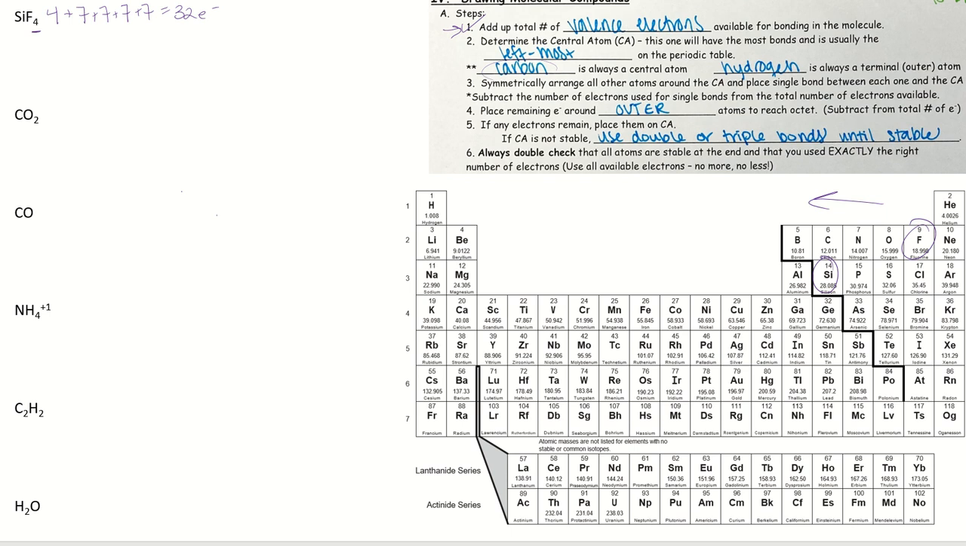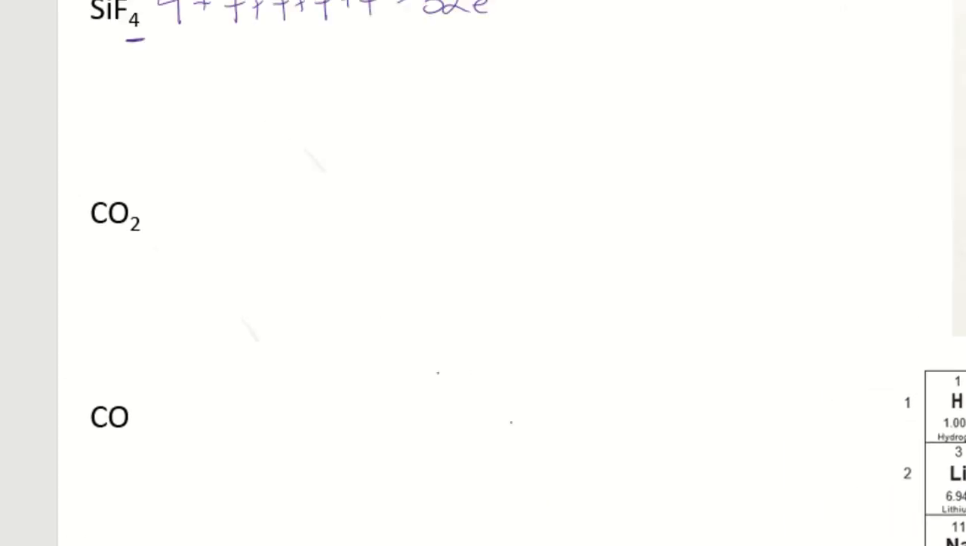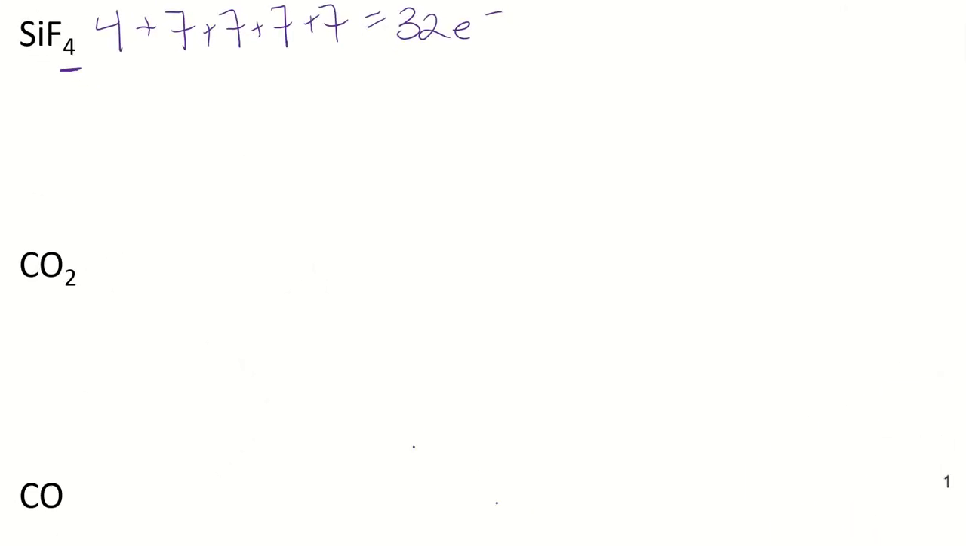Your third step is to symmetrically arrange all the other atoms, so your terminal atoms, outside or around the central atom by placing a single bond between each one of them. So let's look at this. The one that is furthest to the left on the periodic table would be silicon, so that's going to be my central atom. I'm going to zoom in so I have more space to draw it. So silicon is going to go right in the middle. My third step on the paper is to symmetrically arrange my fluorines around my silicon, and then I'm going to draw a single bond connecting them together. So each one has to be bonded to your central atom.